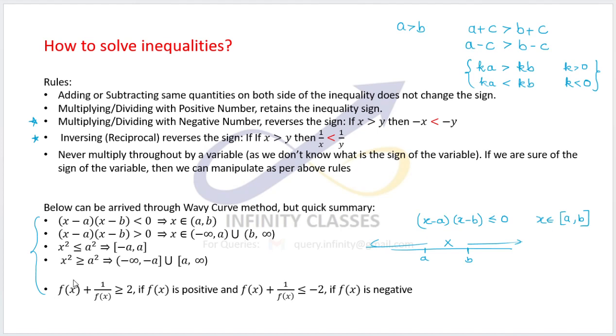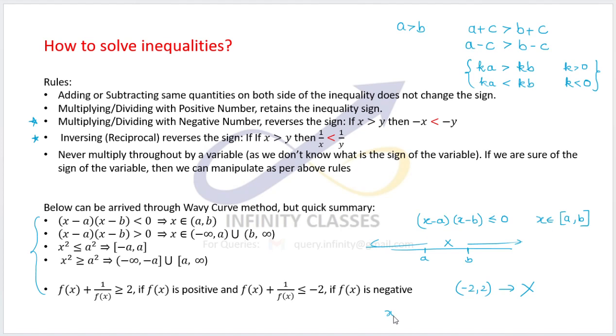If an expression and its reciprocal are added, it will always come out to be greater than equal to 2 if f(x) is positive. If we know for a fact that f(x) is going to be positive, then this expression will be greater than equal to 2. And if f(x) is known to be negative, then f(x) plus 1 by f(x) will always be less than equal to minus 2. It will never take any value between minus 2 and 2. It will not take any value in this interval.